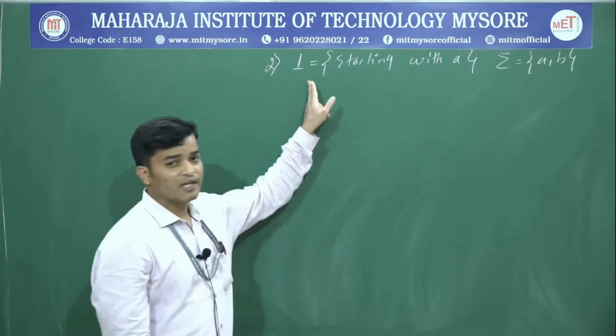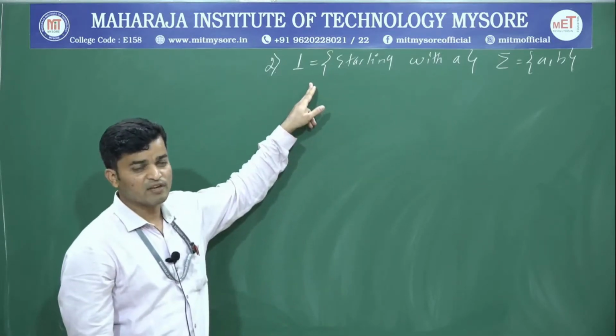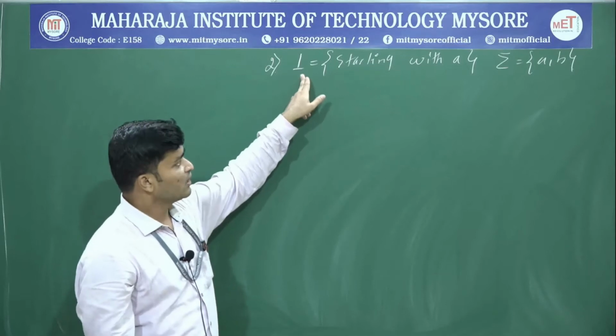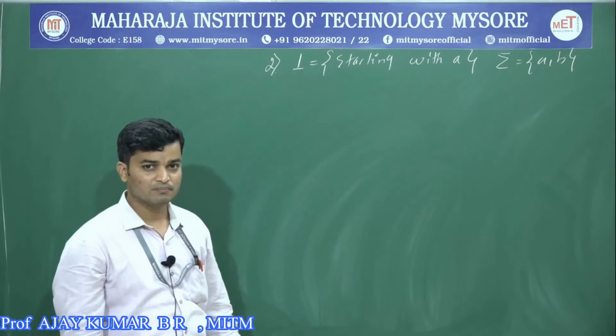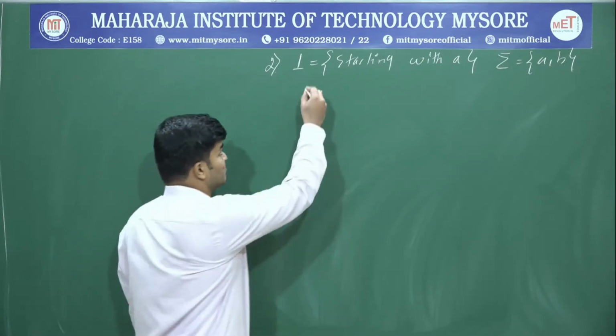Okay, I'll continue with the next problem in conversion of NFA to DFA. The language I have taken is strings starting with A, and sigma is A, B. What's the first step?